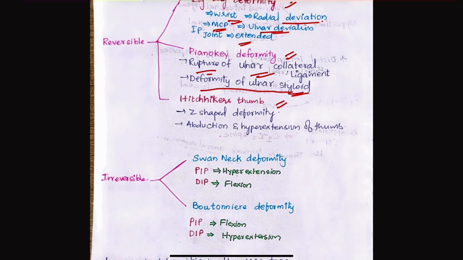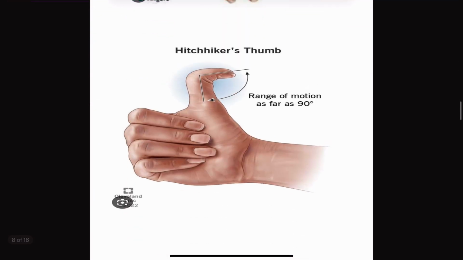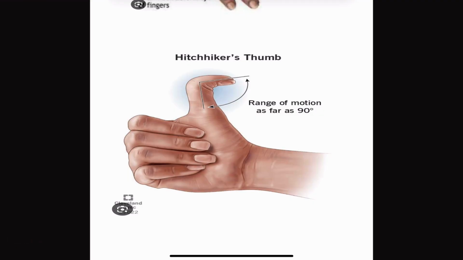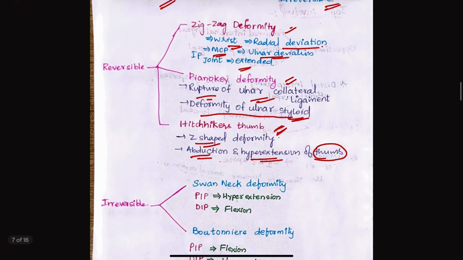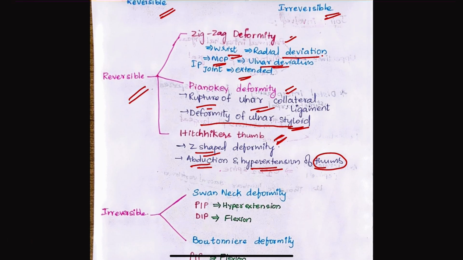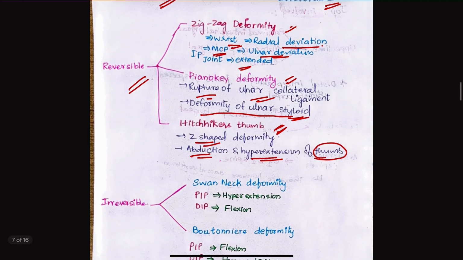Next comes Hitchcock's thumb. This is a Z-shaped deformity. In this deformity, there will be abduction and hyperextension of the thumb. We'll see it right now. This is our Hitchcock's thumb. There is abduction of the thumb and hyperextension of the thumb. This is known as Hitchcock thumb deformity. So these three come under reversible deformities: the zigzag deformity, piano key deformity, and Hitchcock's thumb.